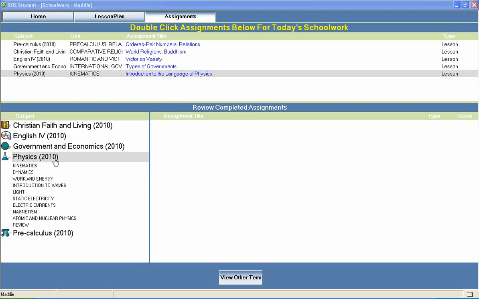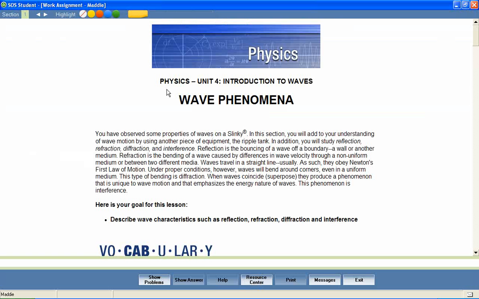Now let's take a look at a physics lesson to see how concepts like these are covered. In a unit entitled Introduction to Waves, let's look at a lesson called Wave Phenomena.